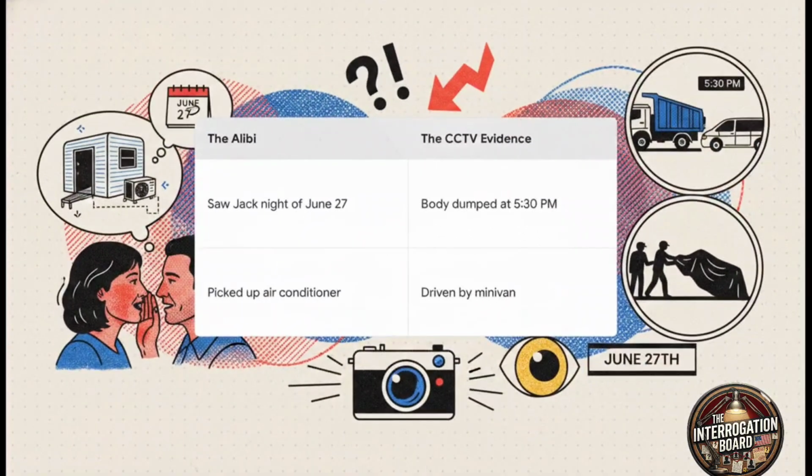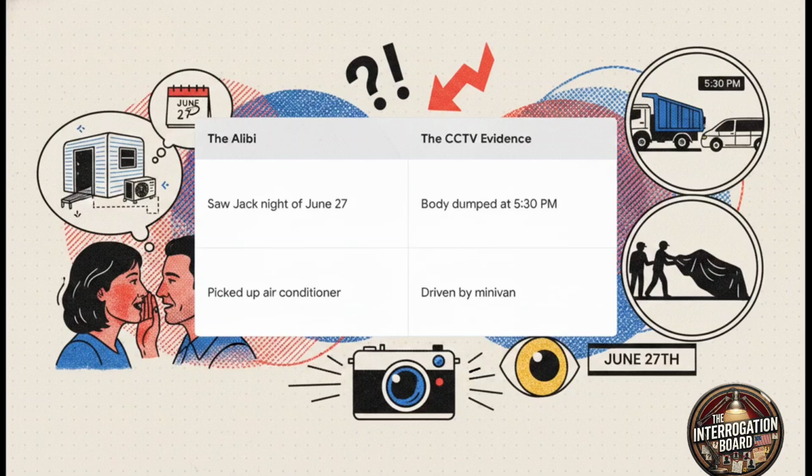So when they're questioned separately, Megan and Walter tell the exact same rehearsed story. They claim they went to Jack's trailer to pick up an air conditioner on the night of Monday, June 27th, and that they saw him alive. But the impartial camera proves otherwise.